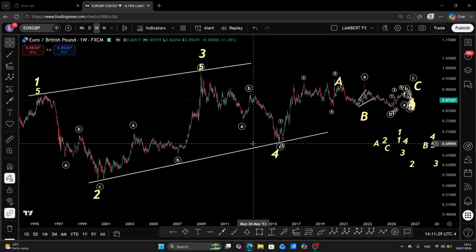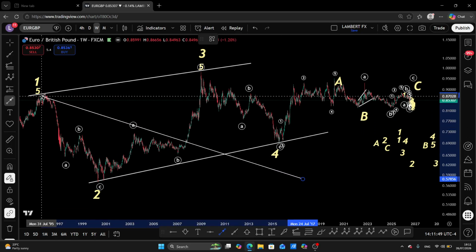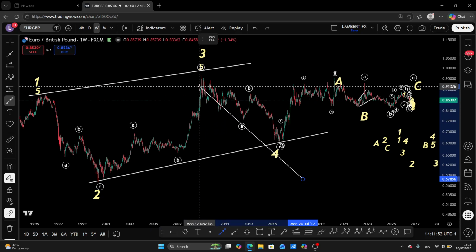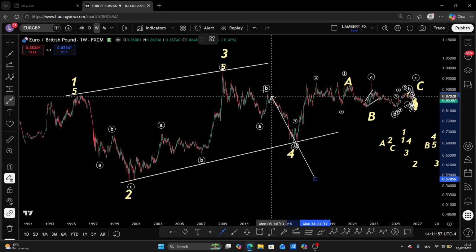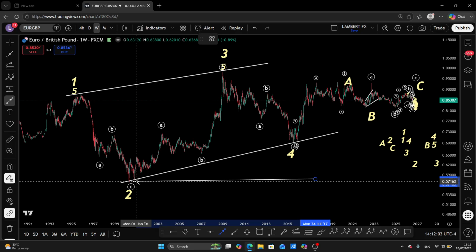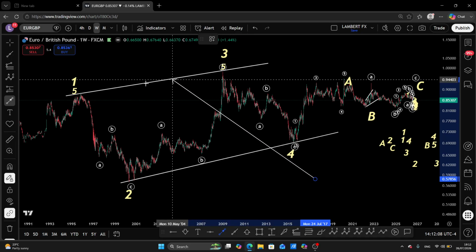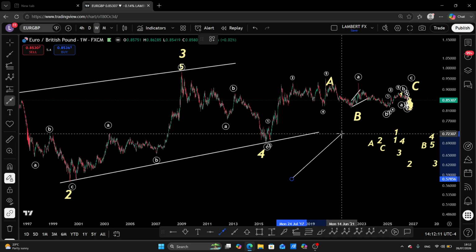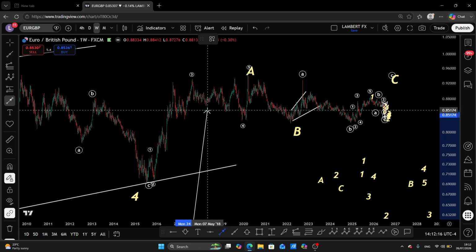According to the rules of the leading diagonal, as you can clearly see, this 4 here traded inside our 1. These are the rules of a leading diagonal; in an impulsive leg, this is not allowed. As you can see, the 2 is below the 4, and the 3 is above the 1, so we're meeting the rules. After the 4, we need a final leg up for 5.